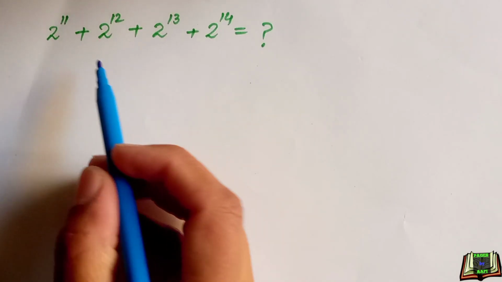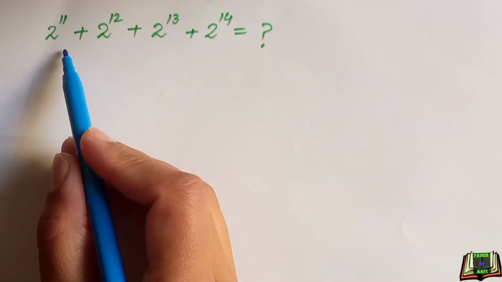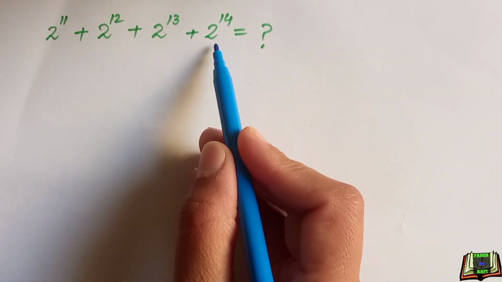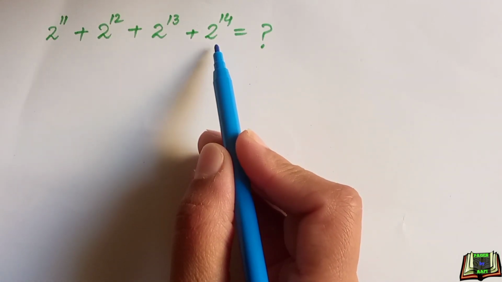Welcome you all to a very nice exponential problem. 2 to the power 11 plus 2 to the power 12 plus 2 to the power 13 plus 2 to the power 14. We are supposed to simplify this expression but without using a calculator. So let's get started and see how we can solve it without using a calculator.